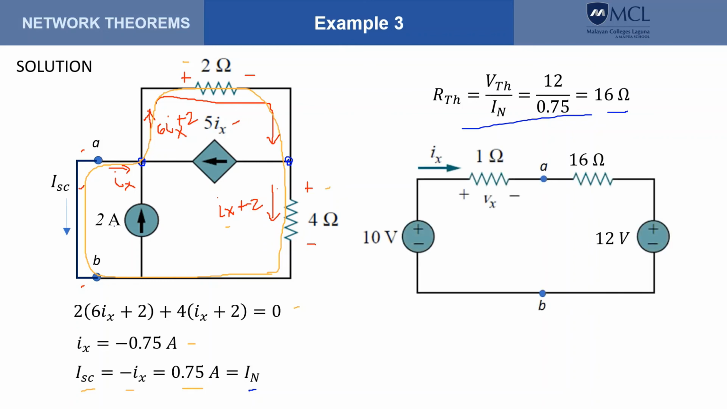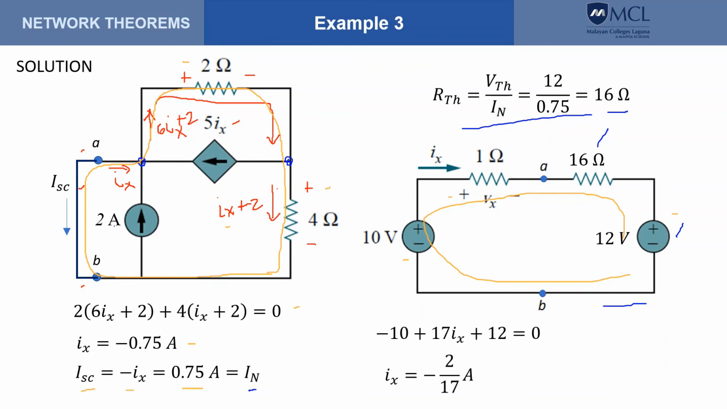We can then draw the modified circuit, where this is our RTH and this is our VTH here. And applying KVL around this circuit, so this is just a single loop, so minus 10 plus 1 plus 16, 17 Ix, then plus 12 equals 0. And that should give us an Ix, which is this one. And from there, we can compute for V sub x, which is simply 1 Ix.